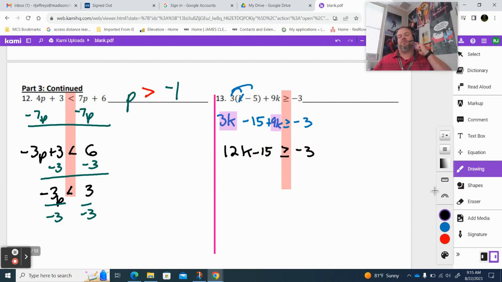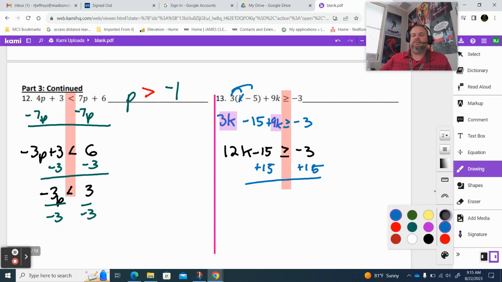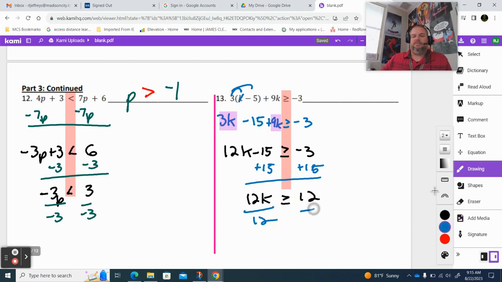Oh, also number 12, make sure that you flip that sign. That's why it's a different color. Kind of important. All right, right here, we're going to add just a little add. 12K. All right. So for number 13, we got K is greater than or equal to 1.